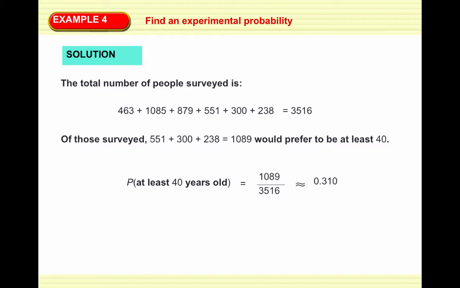0.310. Now, it's great if you go ahead and divide it out and give me a decimal approximation, but I do always want to see the original fraction based on the bar graph. Anytime you're using a graphical display of data and you're giving me a probability, always give me the original numerator over the original denominator. So again, this is the number of people who said they wanted to be at least 40. We have our 551 who wanted to be in their 40s, the 300 that wanted to be in their 50s, and the 238 that wanted to be in their 60s. We added those together, and then we're dividing by the total number of people who were surveyed.